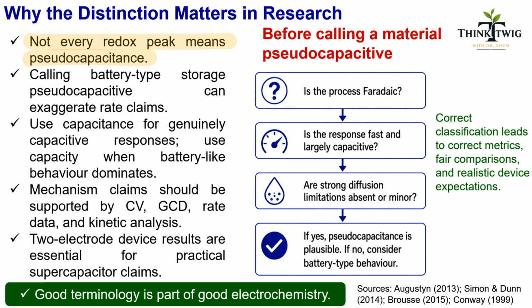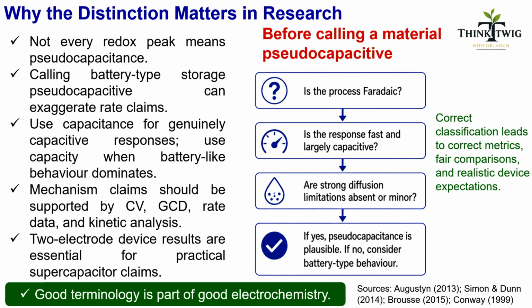This distinction becomes particularly important when researchers compare rate performance. If strongly battery type behavior is labeled pseudocapacitive without sufficient kinetic evidence, the interpretation of rate capability can become exaggerated, and the metric must also follow the mechanism. For genuinely capacitive responses, capacitance is appropriate. When strongly battery like behavior dominates, capacity may be the more meaningful quantity.